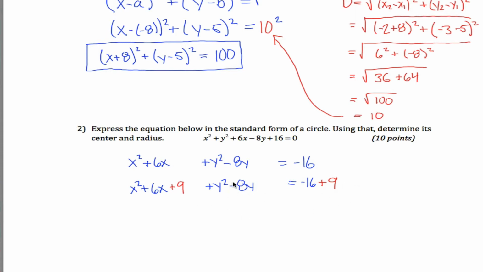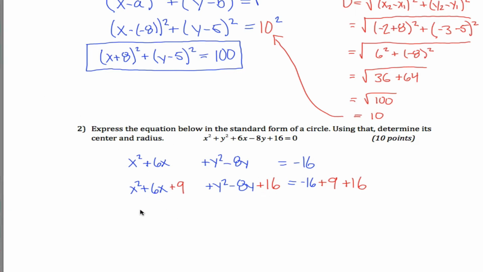Over here, my b would be negative 8. Half of negative 8 is negative 4. Negative 4 squared, positive 16. So I'm going to add 16 to both sides of the equation. Now what I have is a perfect square here and a perfect square here.